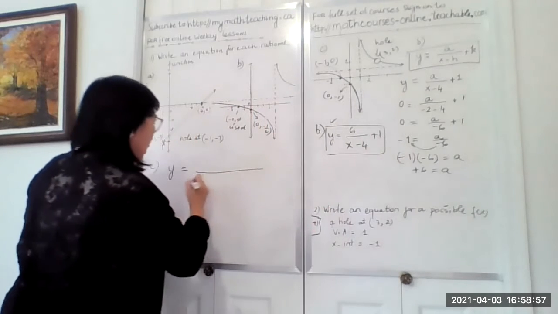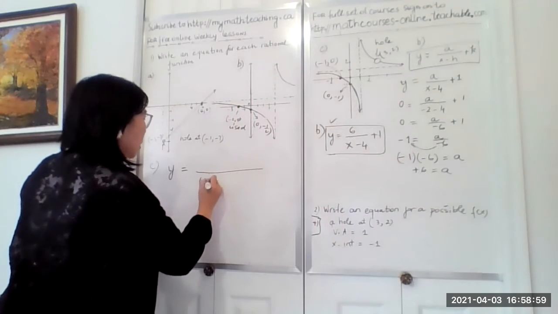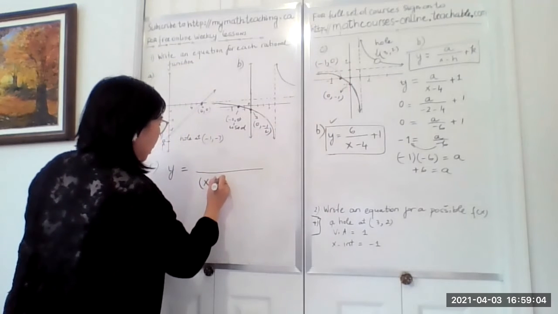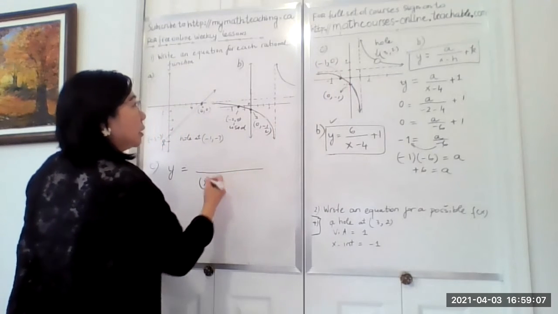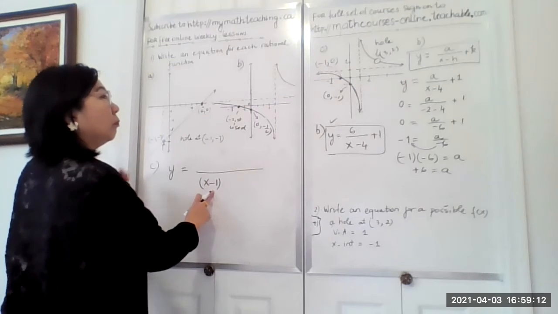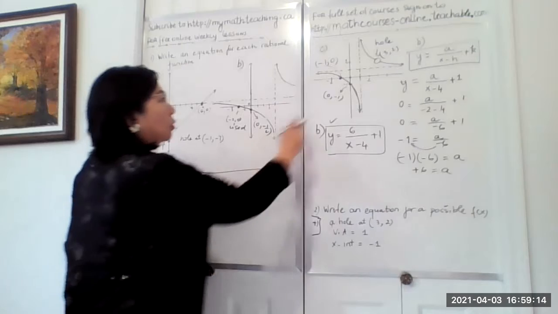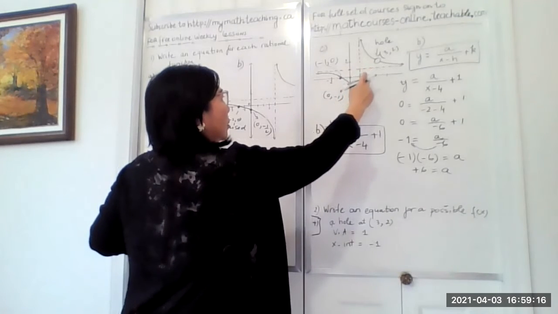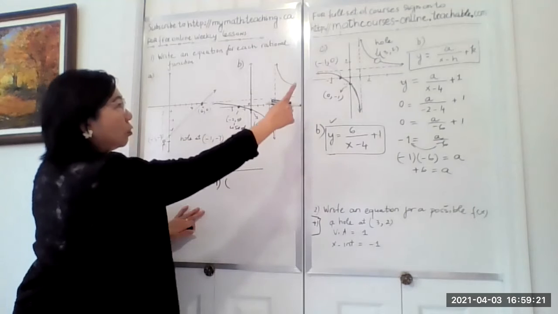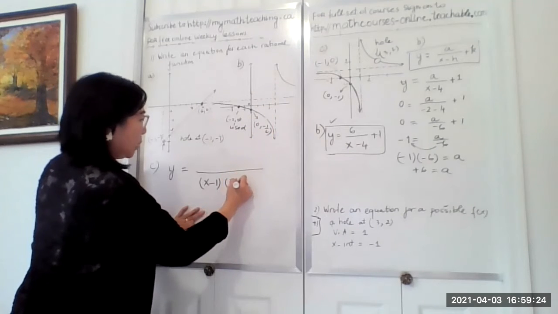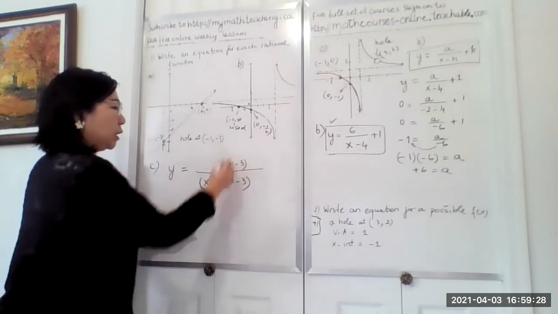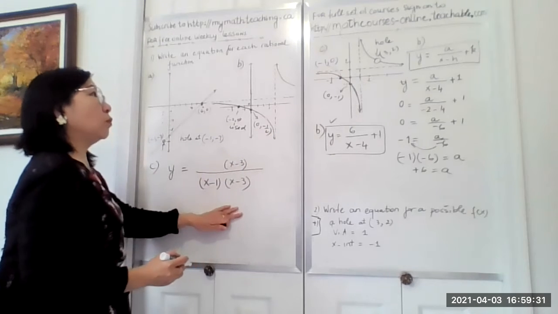We're going to have the top, we're going to have the bottom. Now, the vertical asymptote is x equals 1, so this should be x minus 1. That's our vertical asymptote. What else do we have? We have the hole, so I'm going to take advantage of the hole. The hole is at x equals 3, so we have x minus 3 at the bottom. On the top, we have x minus 3, so we can cancel and make that a hole.